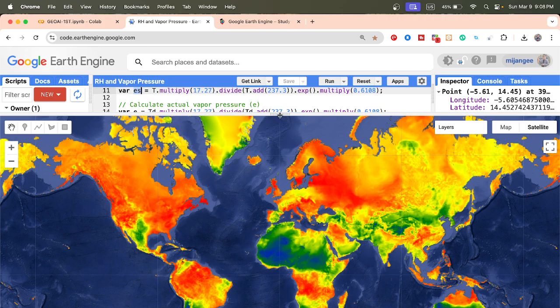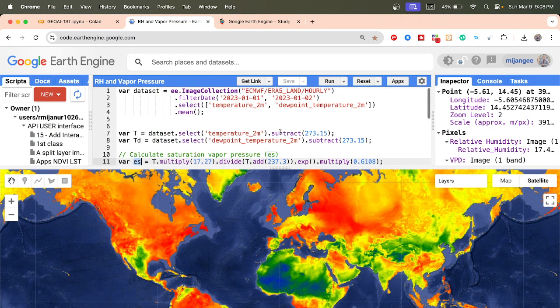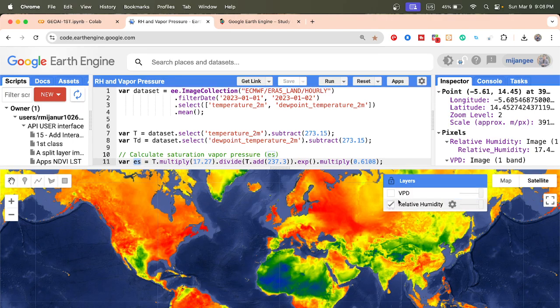So I hope you get the idea of how we can easily work with relative humidity and vapor pressure deficit.